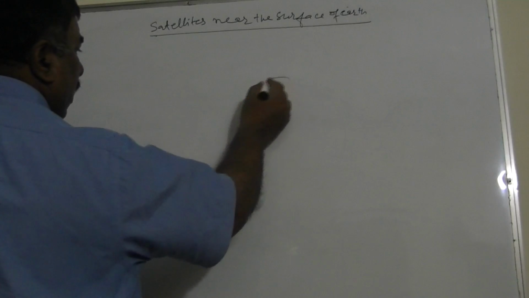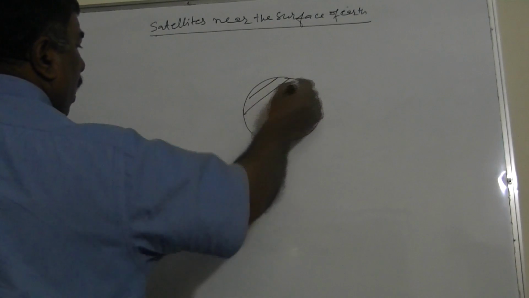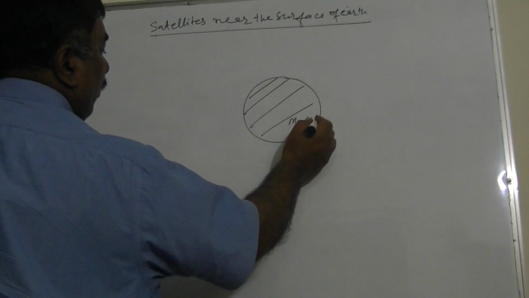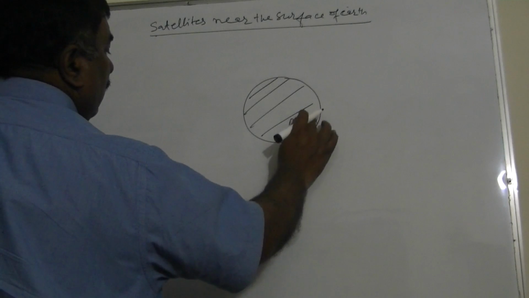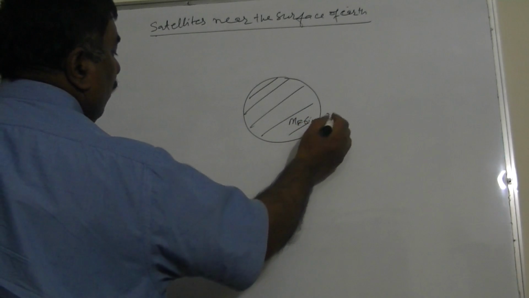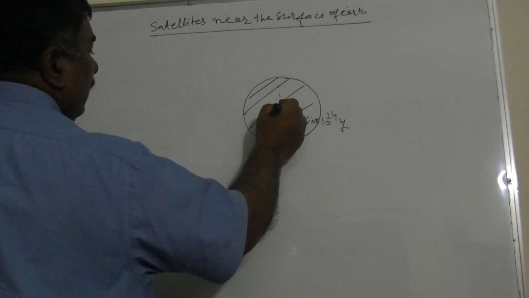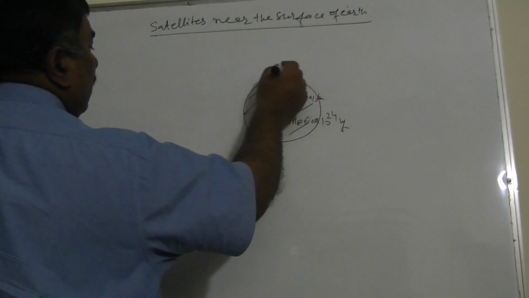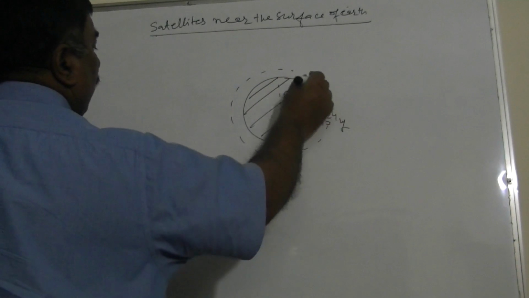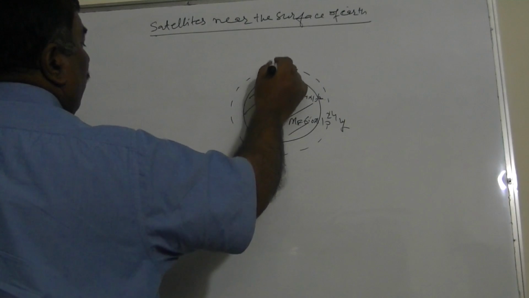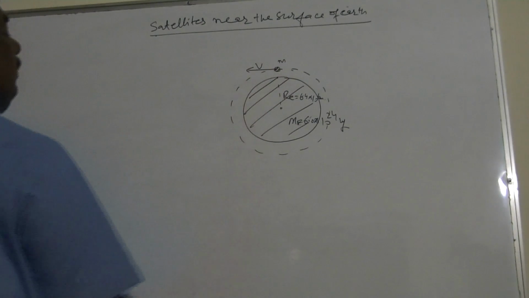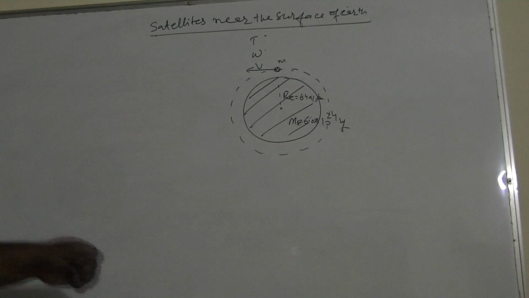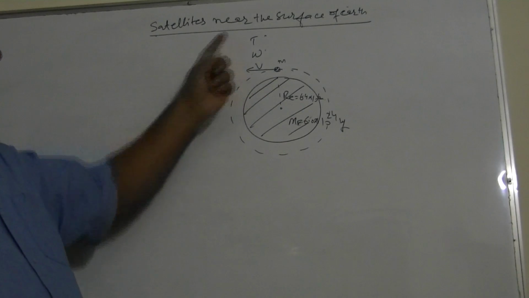Suppose this is the Earth, and its mass is, you can take, 6.0 into 10 power 24 kg, and its radius is 6.4 into 10 power 6 meter. Around this radius, very near to the surface of the Earth, a satellite of mass m revolves around it with linear speed v, angular speed omega, and it has a time period T. We have to find all these: linear speed, angular speed, and time period.